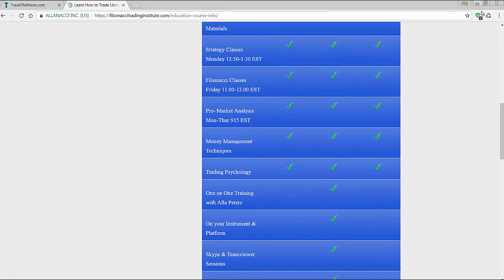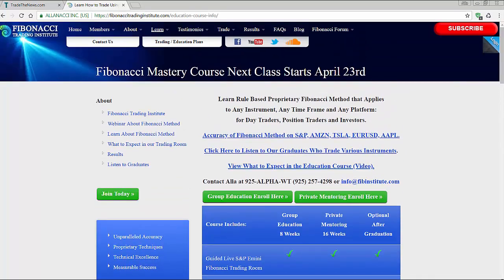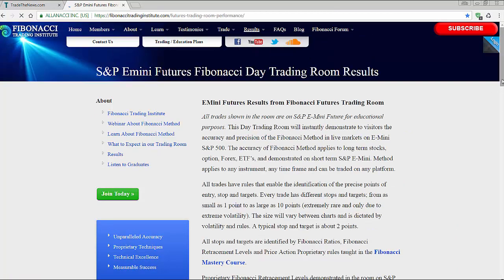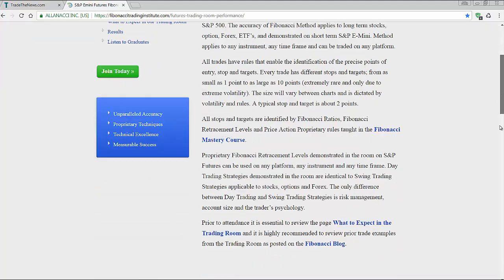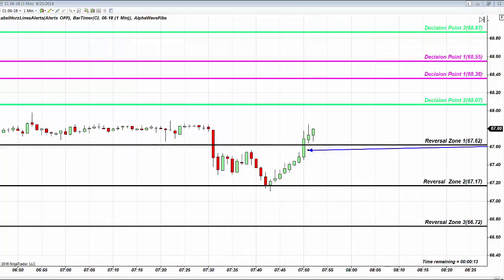So, this is the last trade of today. Let's update the results. This trade reached key Fibonacci targets. Everyone seeing this? Oil continues rallying. Bearish news does not mean a thing.